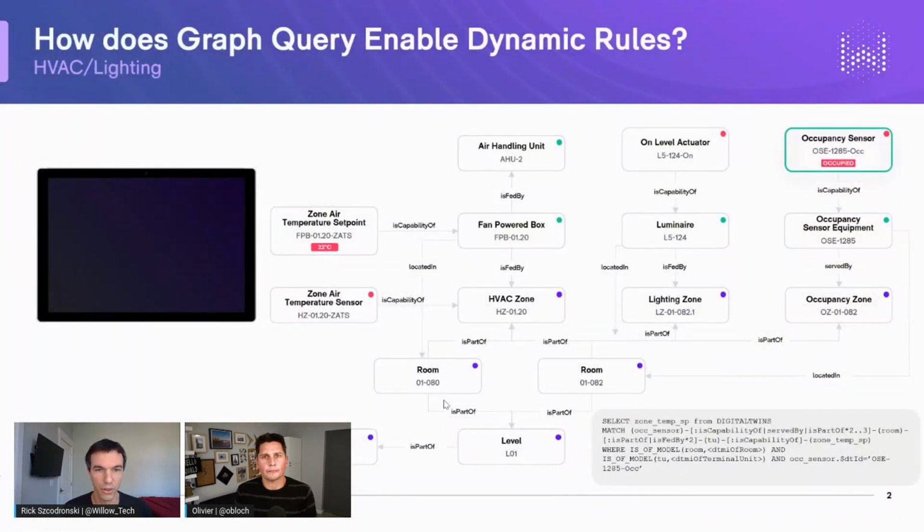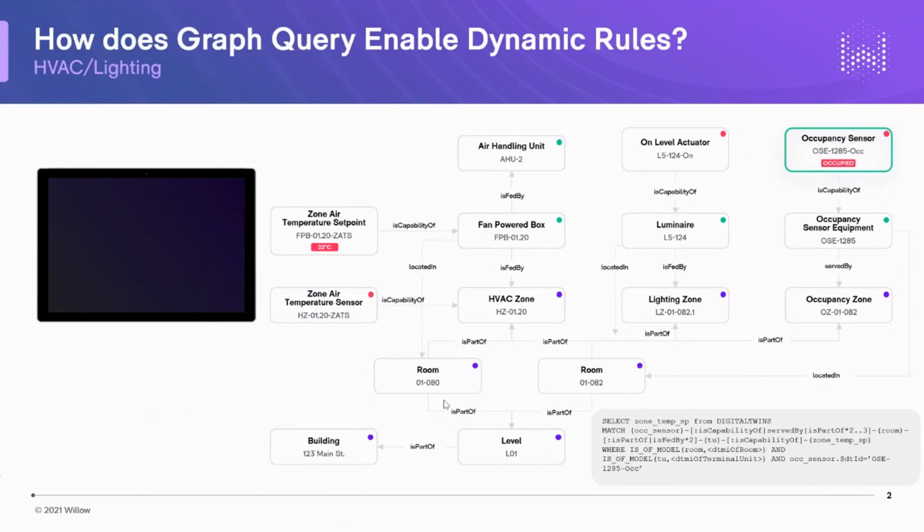So here's a little bit of under the hood. Imagine each box here is a node or a twin in our graph, and each line with an arrow is a relationship. And so the first part of this query is, hey, this occupancy sensor has changed to vacant. I'm up here in the upper right-hand corner, and we want that to be able to control the set point for the room. So the first part of the statement was for that occupancy sensor, I want to find the related room that it's serving.